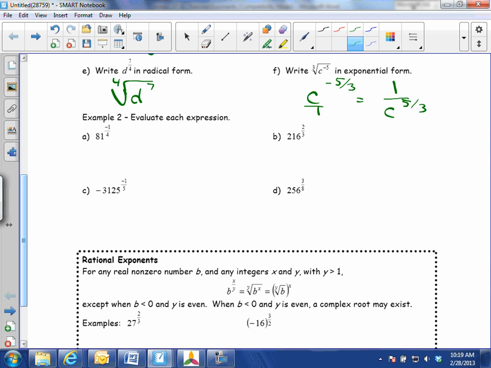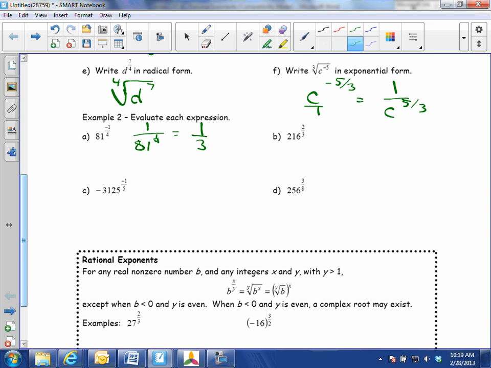Evaluating expressions. First of all, we've got a negative exponent. What should we do first? Put in the fraction. So move it to the bottom, and in this case make it positive. So we have 1 over 81 to the 1/4. Okay, is 81 a perfect fourth? Yes, it's 3. So the answer is 1/3.